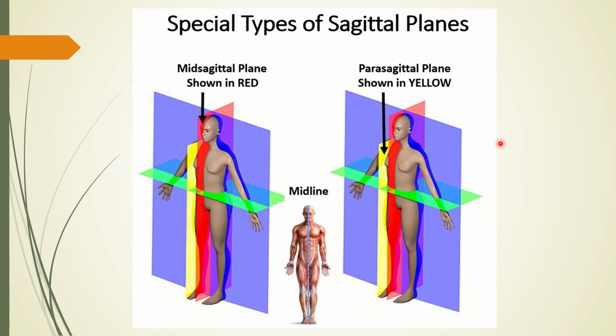Sagittal planes are of two main types. One is the parasagittal plane, which is shown here. It is parallel to the median plane, and the other is the midsagittal plane. We have discussed before that the midsagittal plane is any plane from the vertex to the coccyx bone. So here is the midsagittal plane, or the midline. The midsagittal plane is also a type of sagittal plane, and it is the same as the median plane.